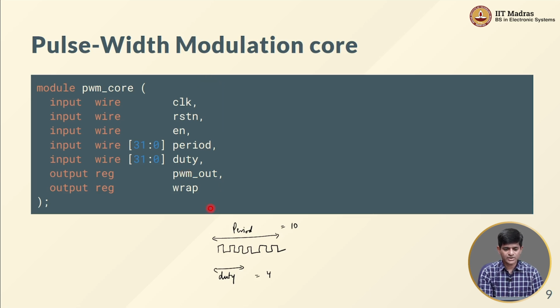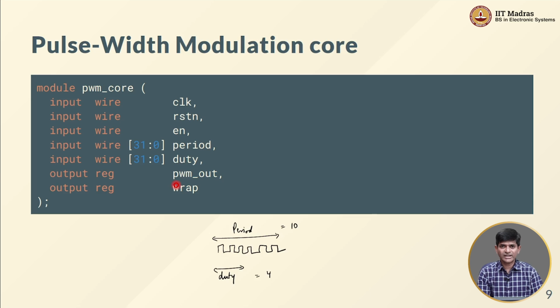One more thing that we are going to do as part of this module when we create it is this: the core will also do one more thing. When the period is hit, that is to say when my counter goes all the way up to the period, what should I do? I should go back to 0 and start again. Every time that it does this, we call that a wraparound, and this signal is going to go high for a single clock cycle.